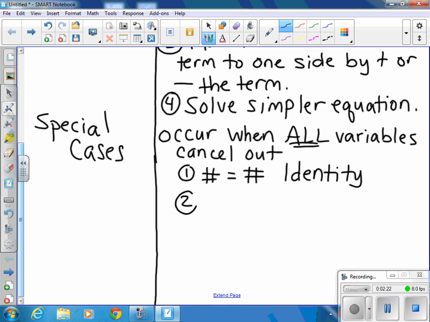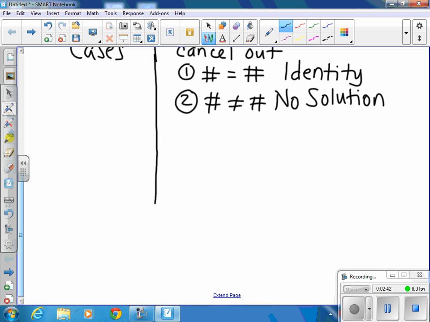If the two numbers are different, so the one number does not equal the other number, then we call this a no solution equation. And that is your answer to that one. So you're not going to have x equals a number in these types of cases because there is no more x. You're going to have an identity or a no solution. And I'll show you what those look like through the examples.